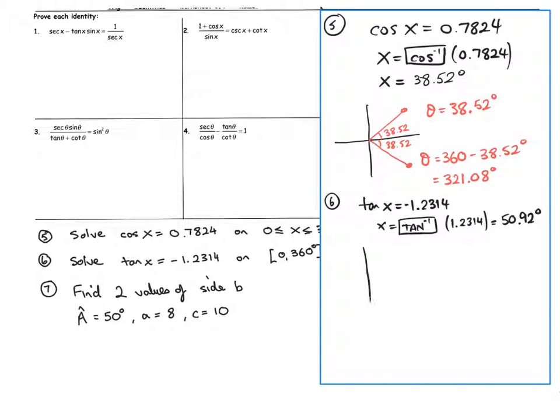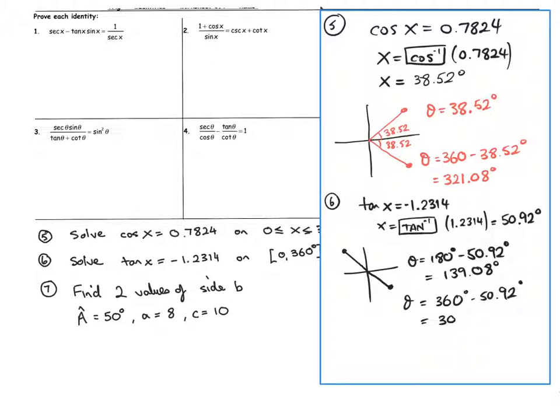and therefore tan is negative in quadrants 2 and 4, so theta equals 180 minus 50.92, which is 139.08. That one's in quadrant 2, and then quadrant 4 is going to be 360 minus 50.92, which equals 308. In fact, that's wrong, isn't it? 309, I think it is. 0.08 degrees.